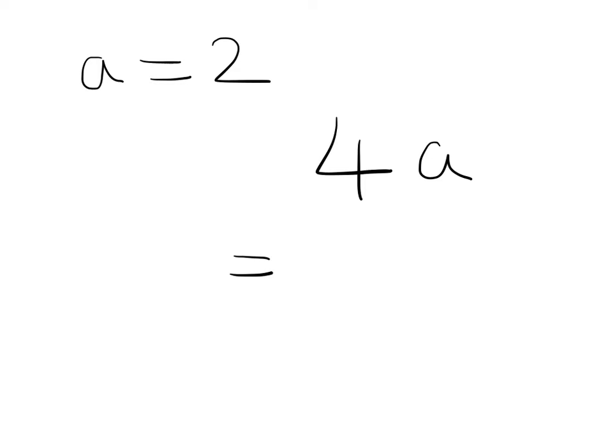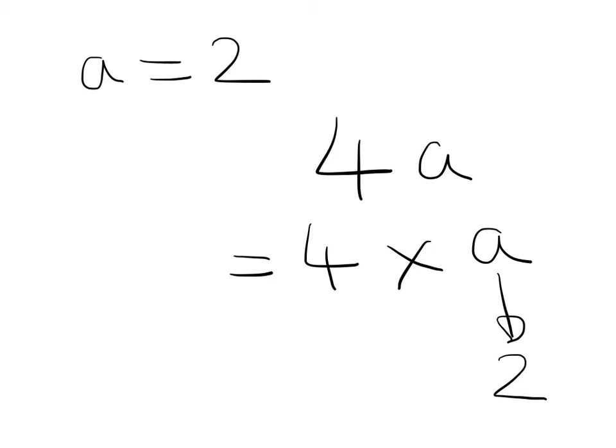If I change the value, so instead of a equaling 3, I'm going to let a equal 2 to show you that letters can have different numerical values. If I have the expression 4a, when we have a number and a letter next to each other in algebra, that means multiply, so we have 4 times a, and now we can substitute to show that a is equal to 2. So we have 4 times 2, which is equal to 8.